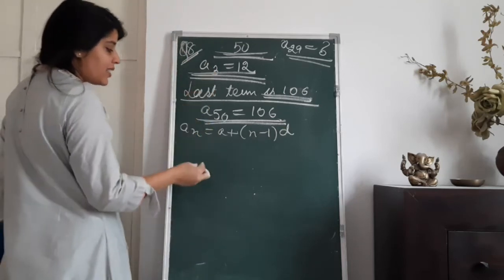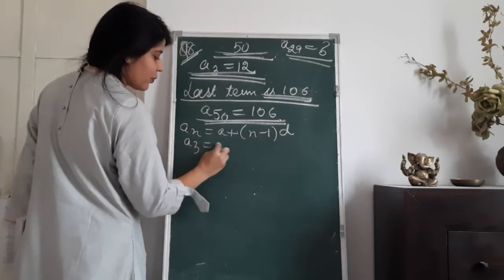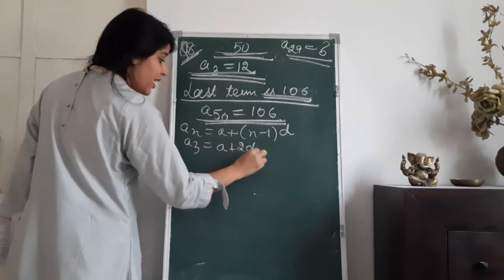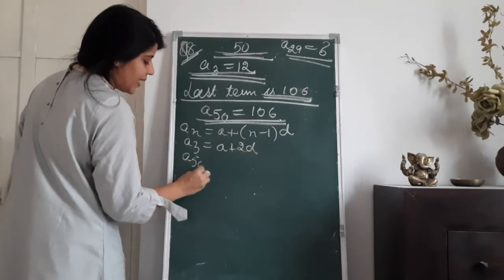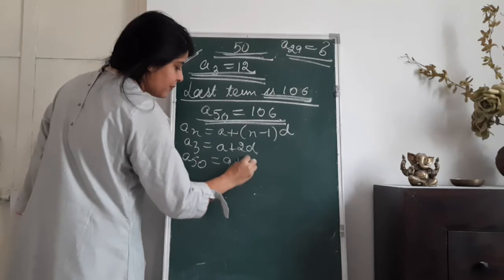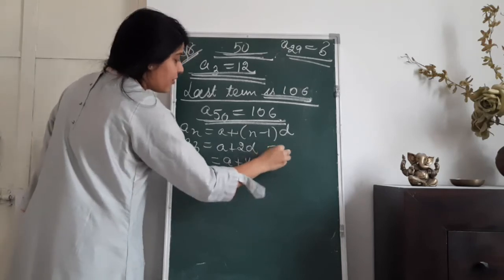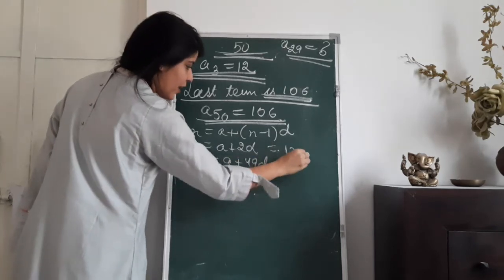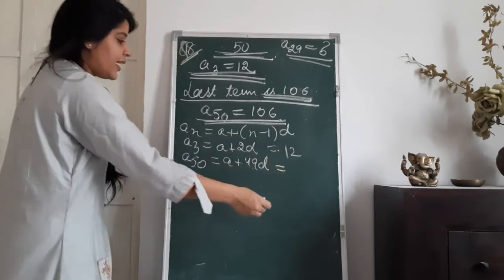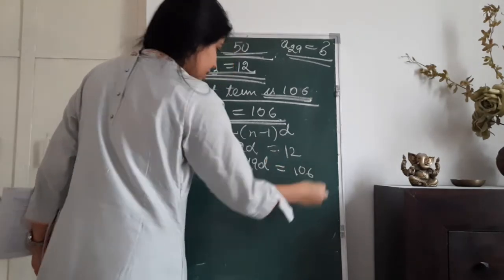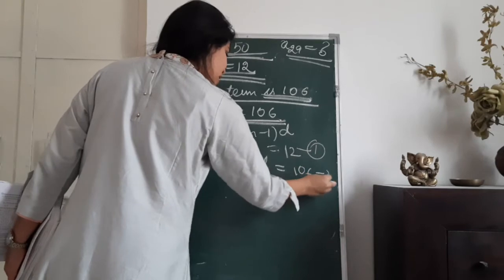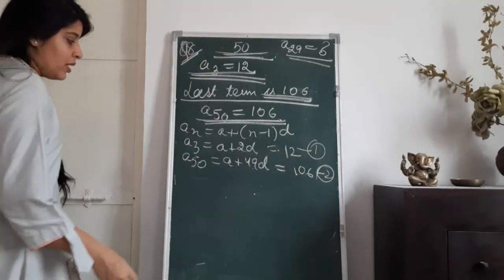AN is equal to A plus N minus 1 into D, right? When I put N is equal to 3, I'll get A3 is equal to A plus 2D. And when I put N is equal to 50, I'll get A50 is equal to A plus 49D. And the value of A plus 2D is 12, and the value of A plus 49D is 106, right? Let this be the first equation, let this be your second equation.